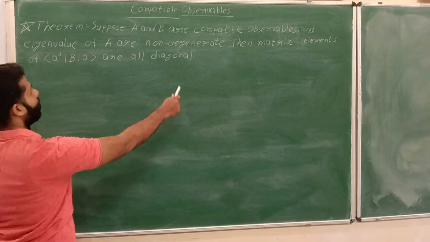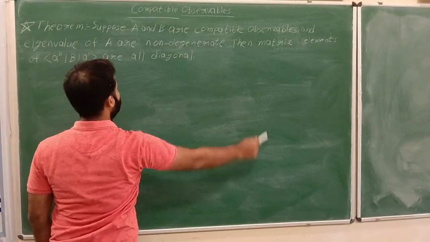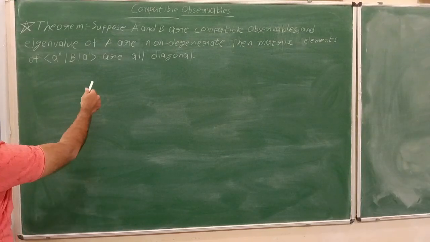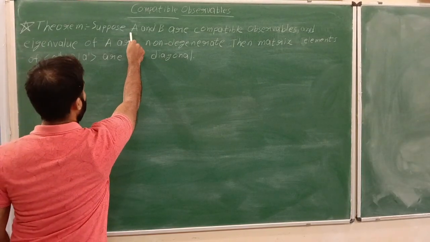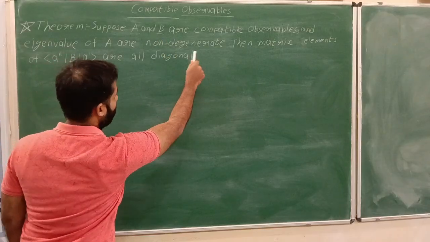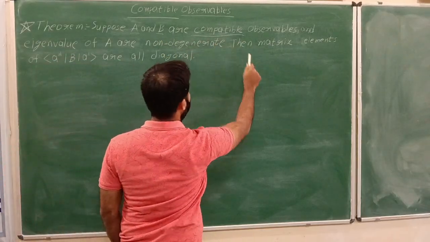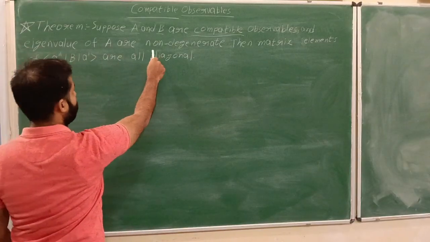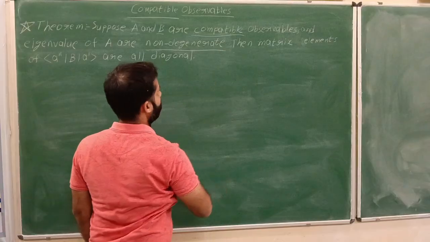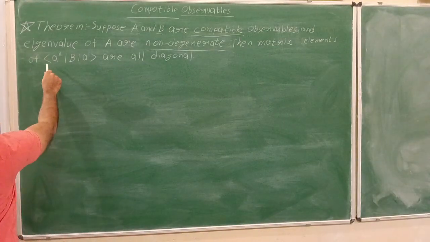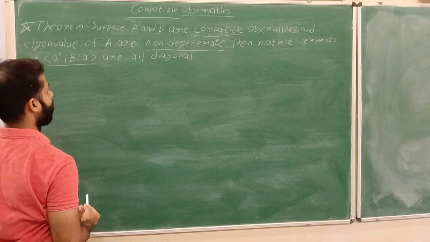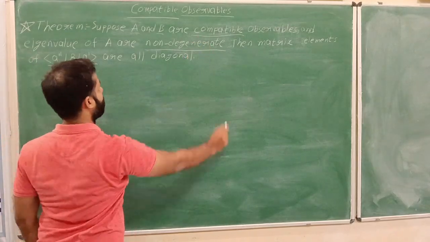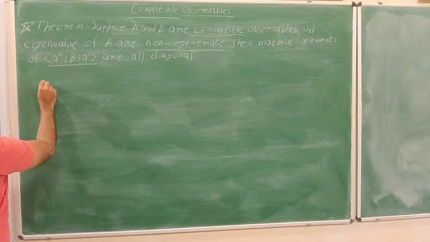So today we are going to talk about compatible observables, and we'll be proving one theorem, which is: suppose that two observables A and B are compatible observables and eigenvalues of A are non-degenerate, then the matrix elements of this kind are always diagonal. So the first thing we'll try to know is: what do we mean by compatible observables?